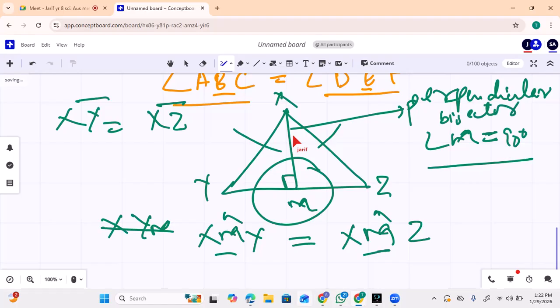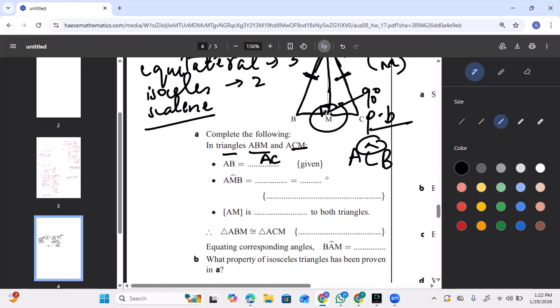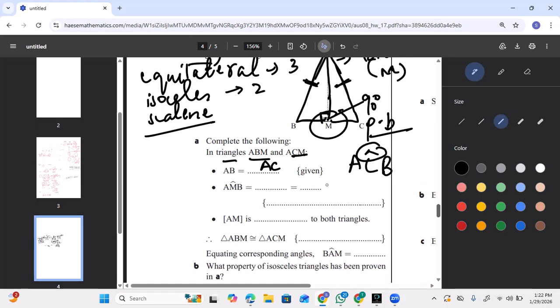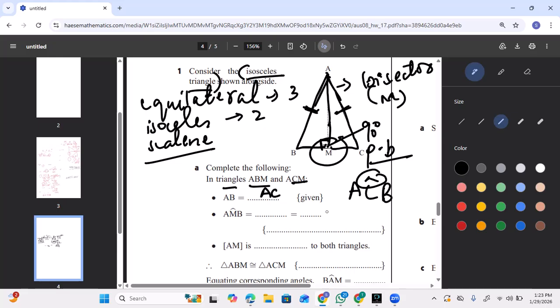So let's move then to our question again. Now they're saying that angle AMB is equal to which angle? So obviously AMB is equal to AMC, and both of them have an angle of 90 degrees.